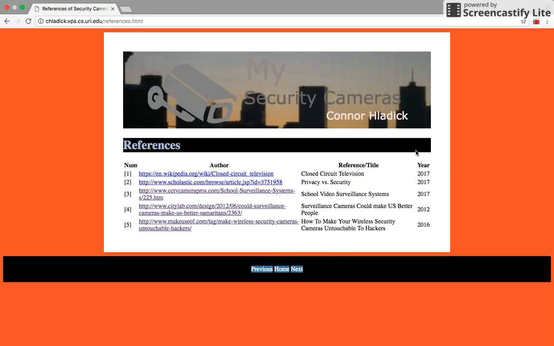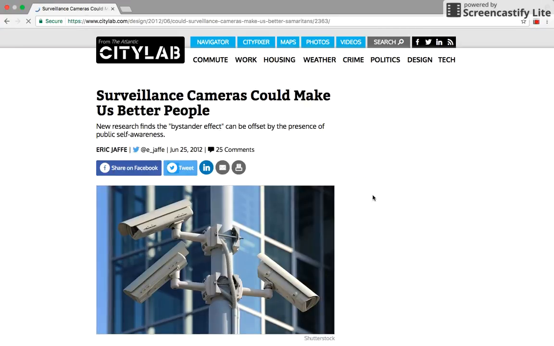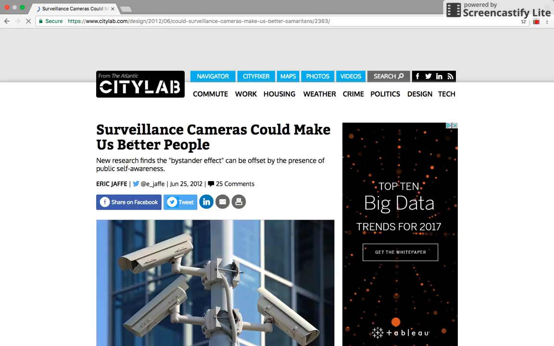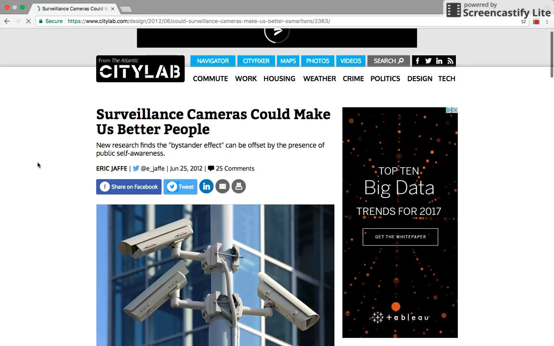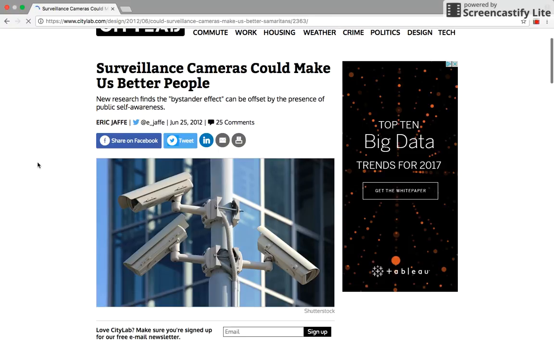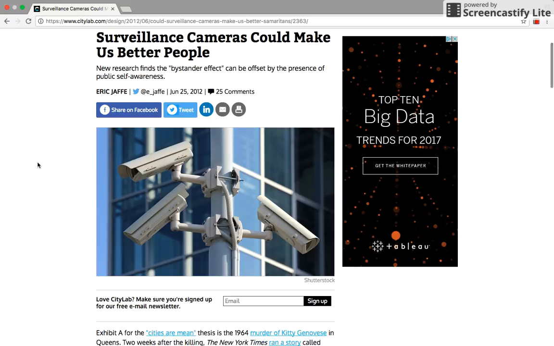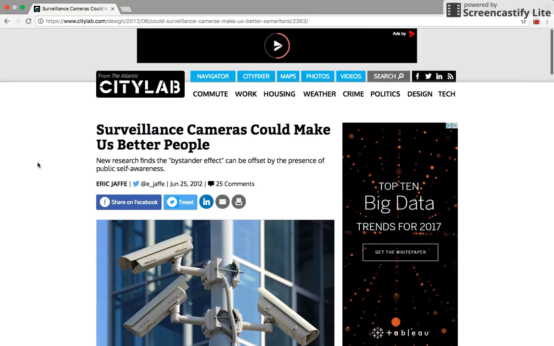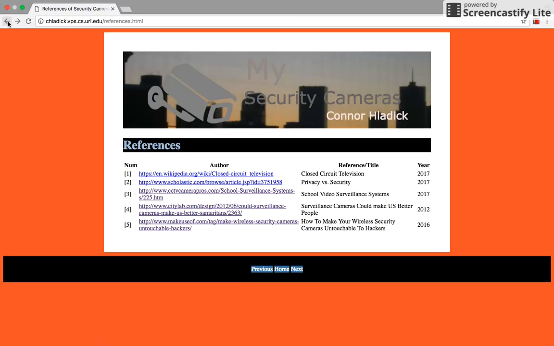Lastly, I'm going to go to my references page. These are the references I used in order to develop this web page. The most important one, however, I believe, like I mentioned before, is the CityLab one, which I'll click on here. And it brings us to the article about that test that focused on what people do in order to take care of someone, whether it's out of the kindness of their own heart or just in front of a camera so that people can see how society is acting.